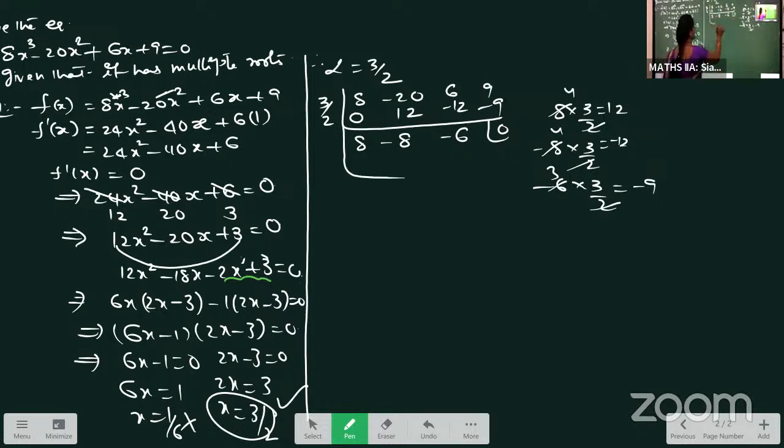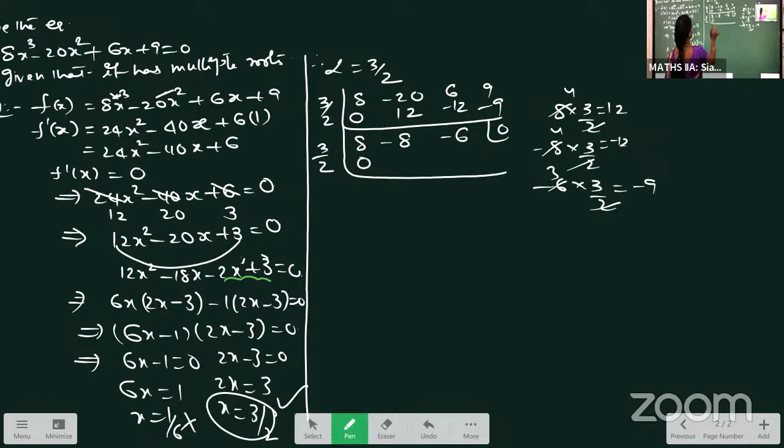Now, what to do with that, ma'am? Once again, you do that with the same 3 by 2. Why are we doing it with the same number 2 times? Because the question itself is saying that it has multiple roots. For multiple roots, it is compulsory that we do that 2 times. Now 3 by 2, you do that.